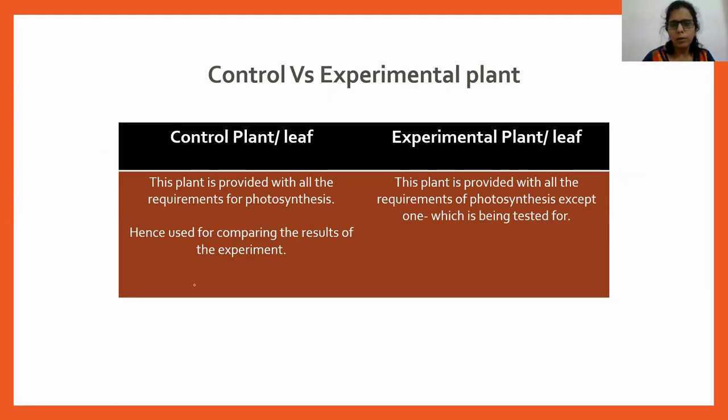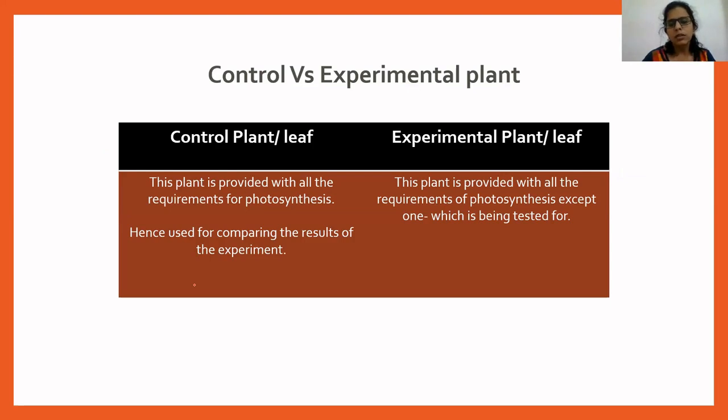Actually, here we are talking about plant. We are doing all experiments on plant. So we'll talk about control plant versus experimental plant. Okay. Now, what is the meaning of control plant and what is the meaning of experimental plant? As the name suggests, experimental plant means the plant on which we are actually performing the experiment. It can be a plant or a leaf.